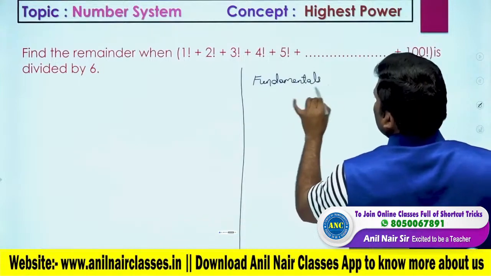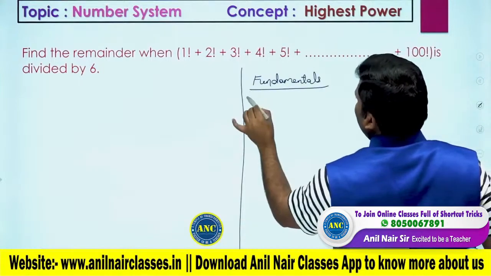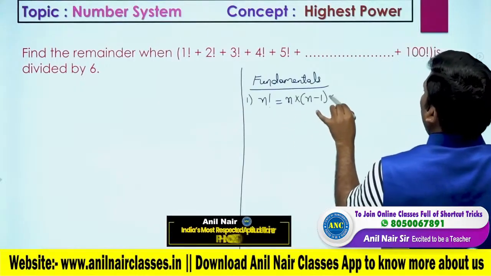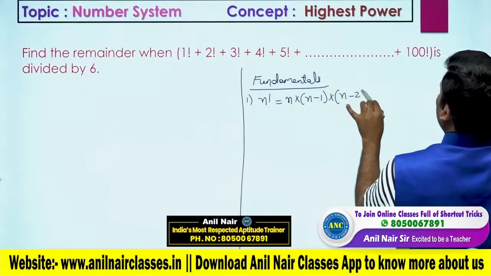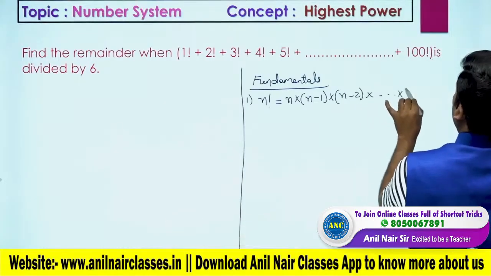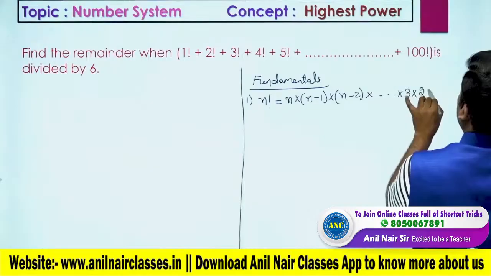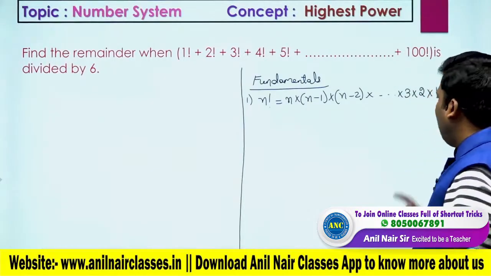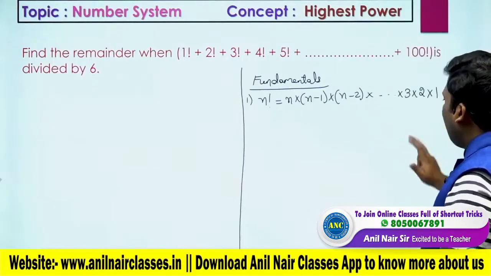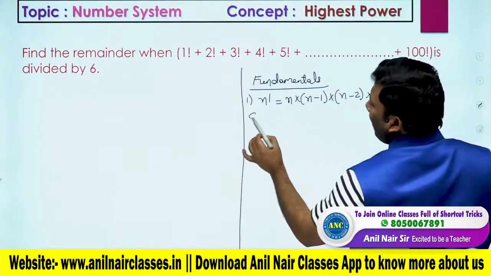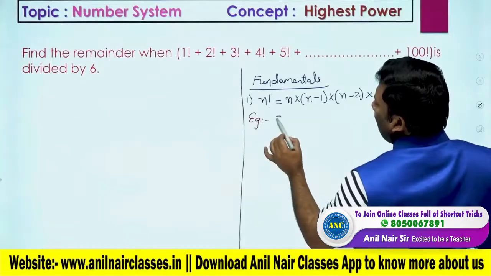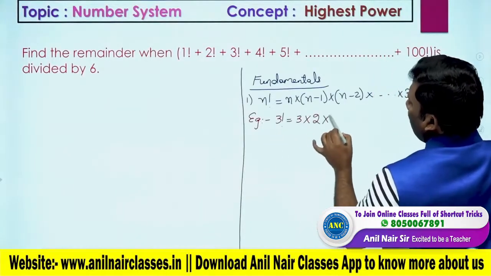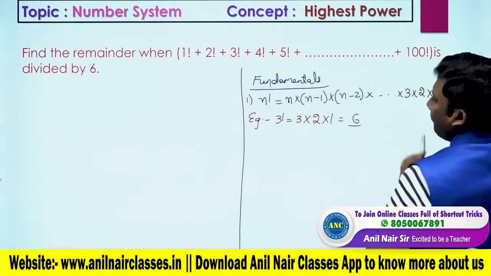Fundamentals. First we'll write fundamental here. N factorial is the product of all natural numbers from n to 1: n into n minus 1 into n minus 2, and so on up to 3 into 2 into 1. For example, 3 factorial is 3 into 2 into 1, which is 6.